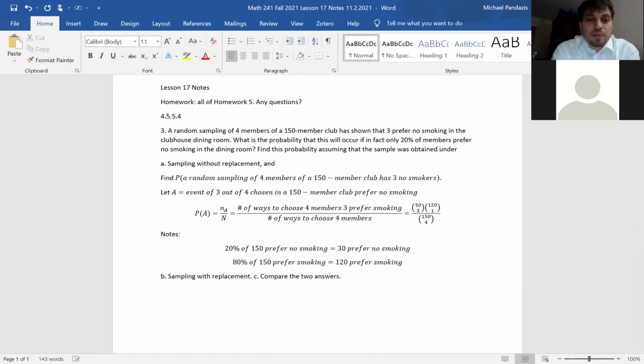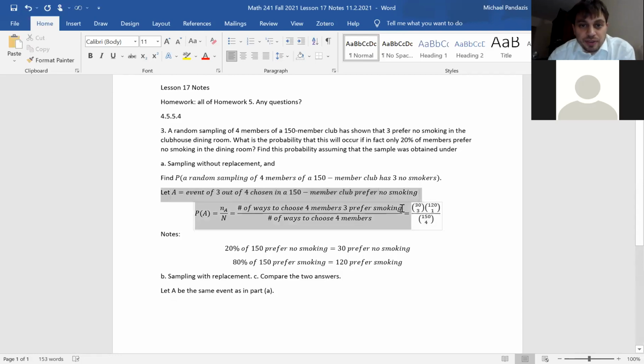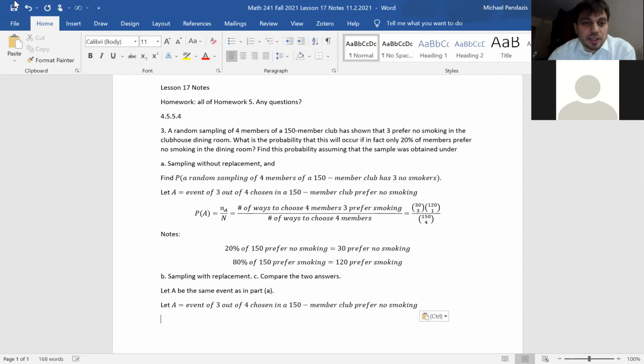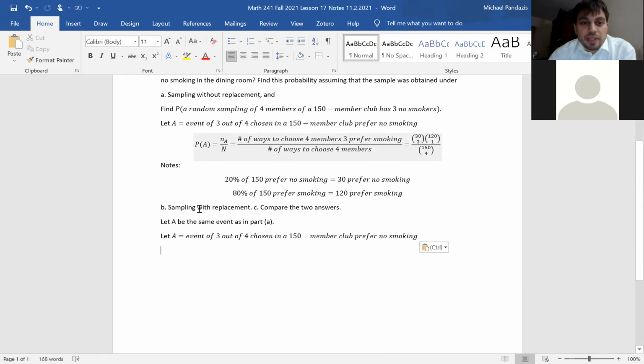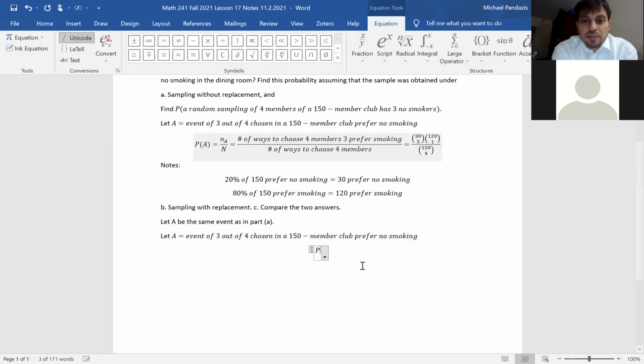Okay, so now for sampling with replacement. Let A be the same event as in part A. So capital A is the same event, a random sampling of 4 members, the event of 3. I'll just copy and paste it. But now it's sampling with replacement. So now we're going to find the probability for sampling with replacement.